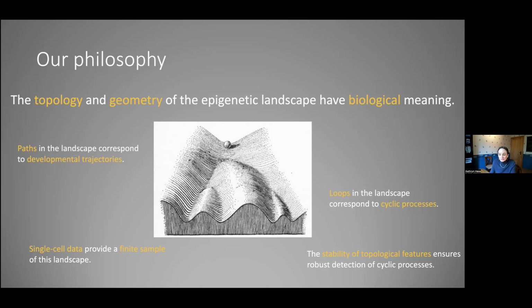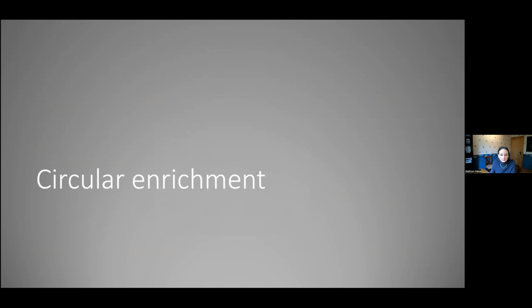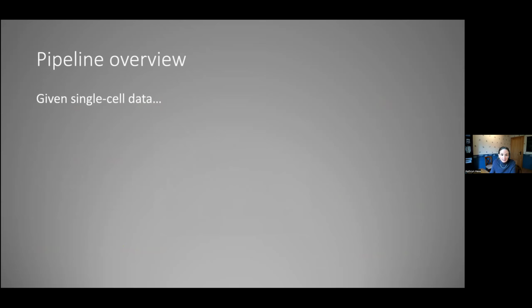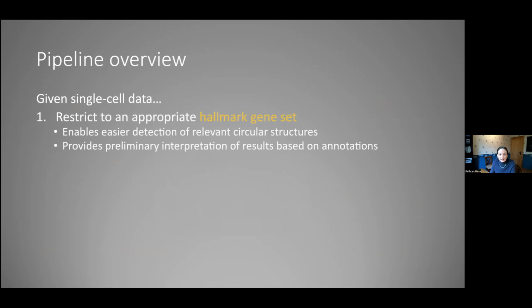So now I'm going to go back to these challenges we faced, the first of which was the identification of these cyclic structures. That's what we call circular enrichment of the gene set. So I'm going to give you first an overview of the pipeline that we built, and then go back and explain each step in more detail. So if we're given a single cell data set, the first thing we want to do, there are roughly 20,000 genes in play. That's really too much to analyze at any one time.